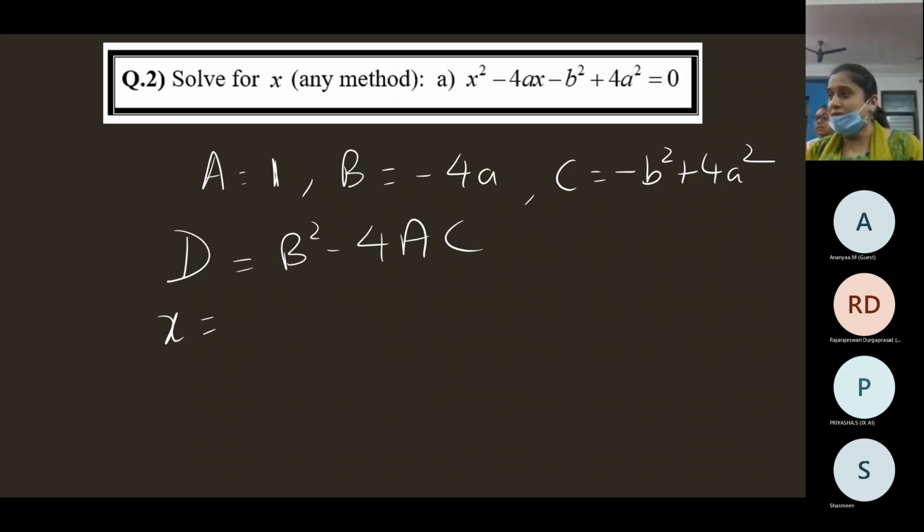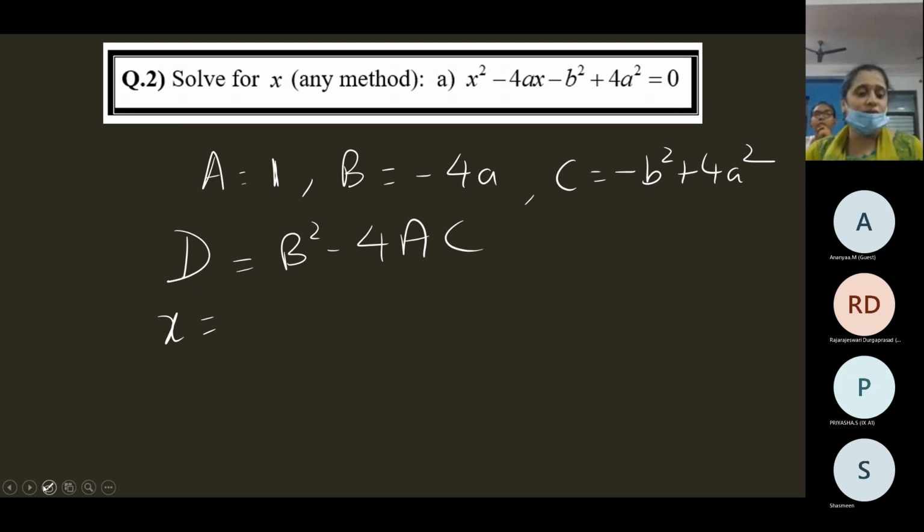Minus b plus or minus? Okay, so if you find the discriminant, then you can say minus b plus or minus root d by 2a. Yeah, and then you know how to proceed. So, meaning use the formula and find the values of x.